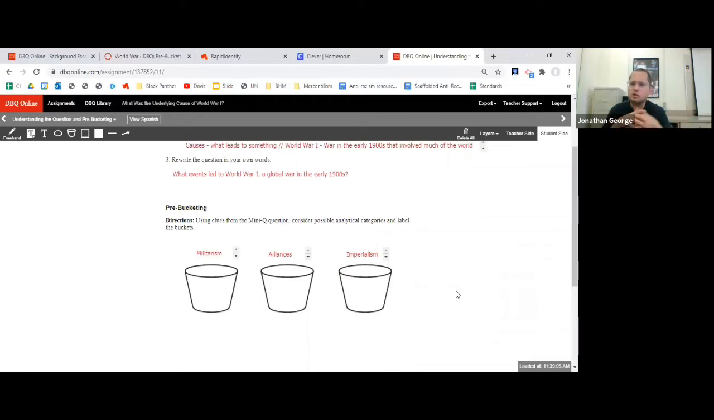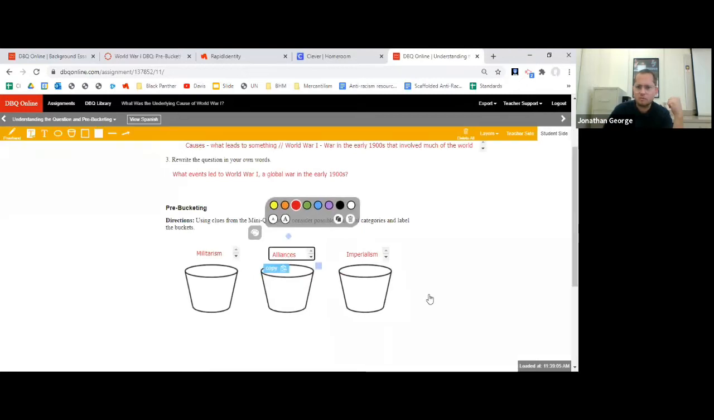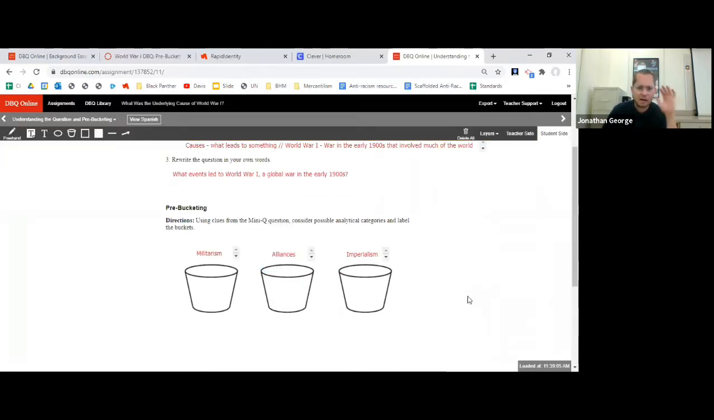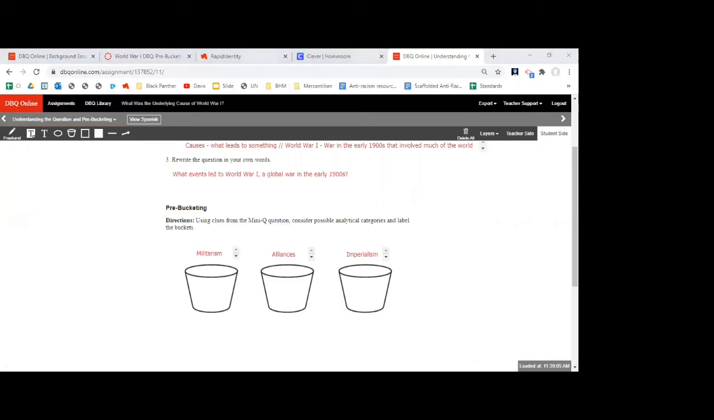You can also include in here nationalism, which is an extreme pride in your country or your nation, as another cause of World War I. But for now, here's what I want y'all to do. Okay, organize it just like that. I'll give you a minute to get caught up.